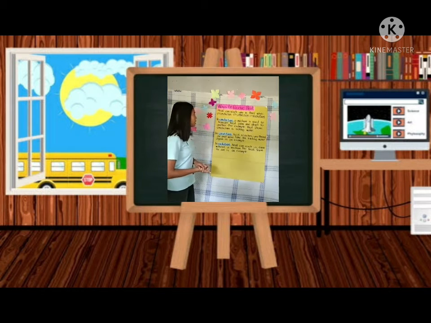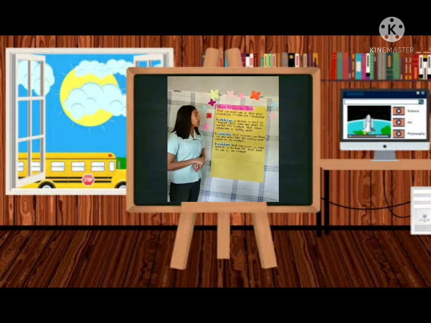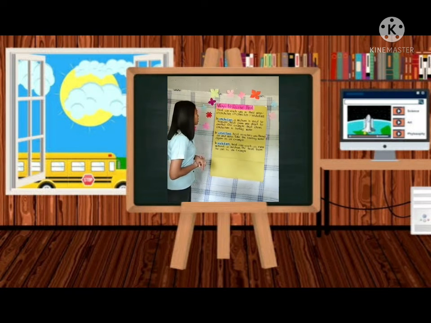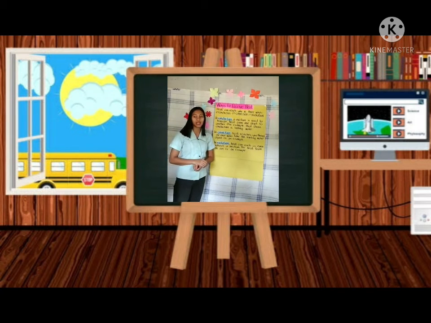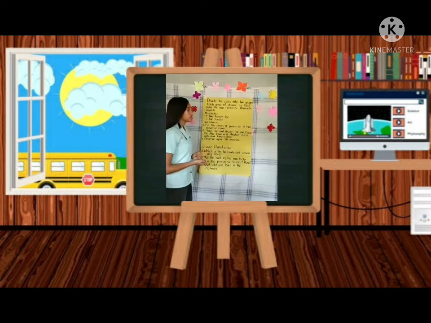So there are 3 ways to receive heat. May I ask you, what are the 3 ways to receive heat? Okay, the 3 ways to receive heat are conduction, convection, and radiation. Understand? Okay, very good.